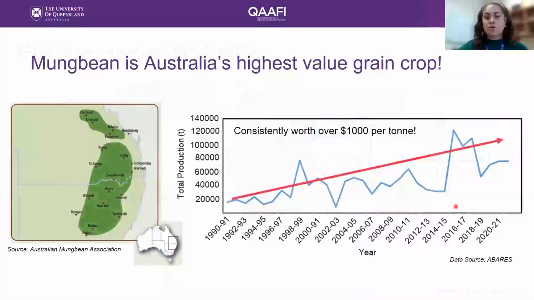So if we deep dive more into mung bean production in Australia, it's actually one of Australia's highest value grain crops. So mung bean is produced in northern New South Wales and southeast Queensland. And you can see from this figure here that in the last 30 years, there's been a steady increase in total mung bean production. But it's pretty evident that we do get quite variable yield production. But I guess the thing that is most consistent is its worth, with it being consistently worth over $1,000 per tonne.